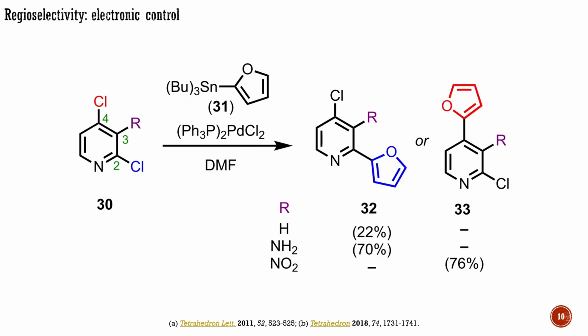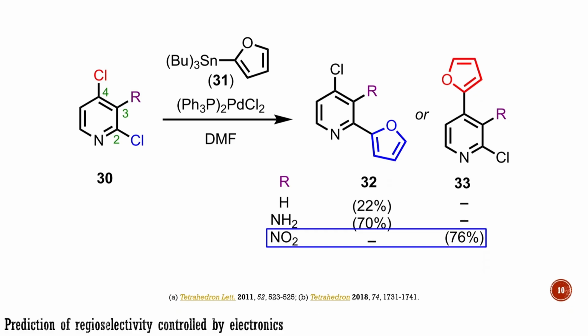In this example, you can see how selectivity can be achieved between the electronically similar C2 and C4 positions of 2,4-dichloropyridines by altering the substituent at the C3 position. When the substituent is equal to hydrogen, the intrinsic reactivity of this pyridine under Stille coupling conditions favors cross-coupling at the C2 position. Adding an electron-donating amino group to the C3 position also favors coupling at the C2 position, presumably due to the deactivation of the C4 position. However, adding an electron-withdrawing nitro group to C3 activates the C4 position toward oxidative addition, thus completely reversing the selectivity of the reaction.